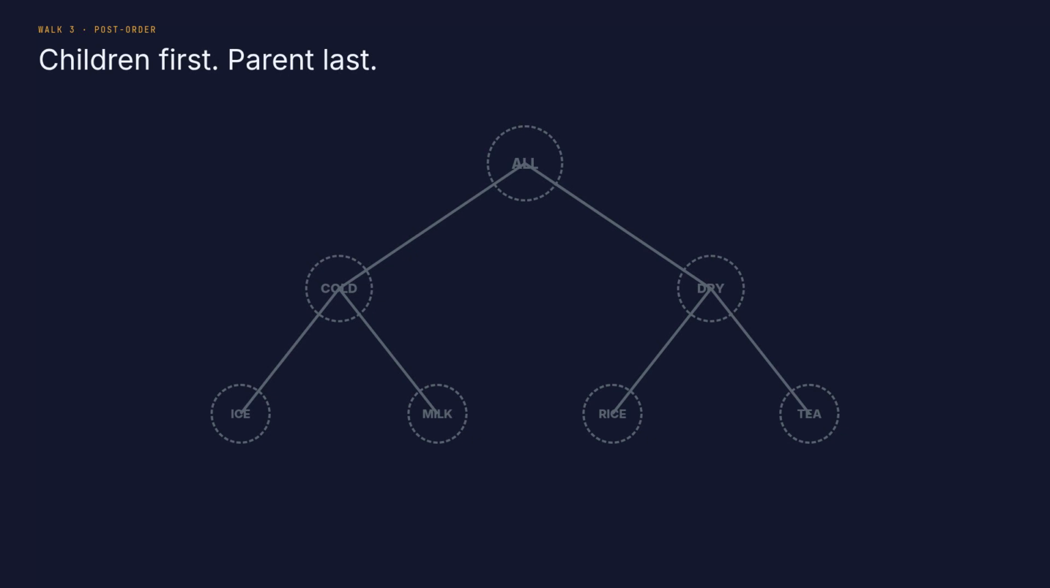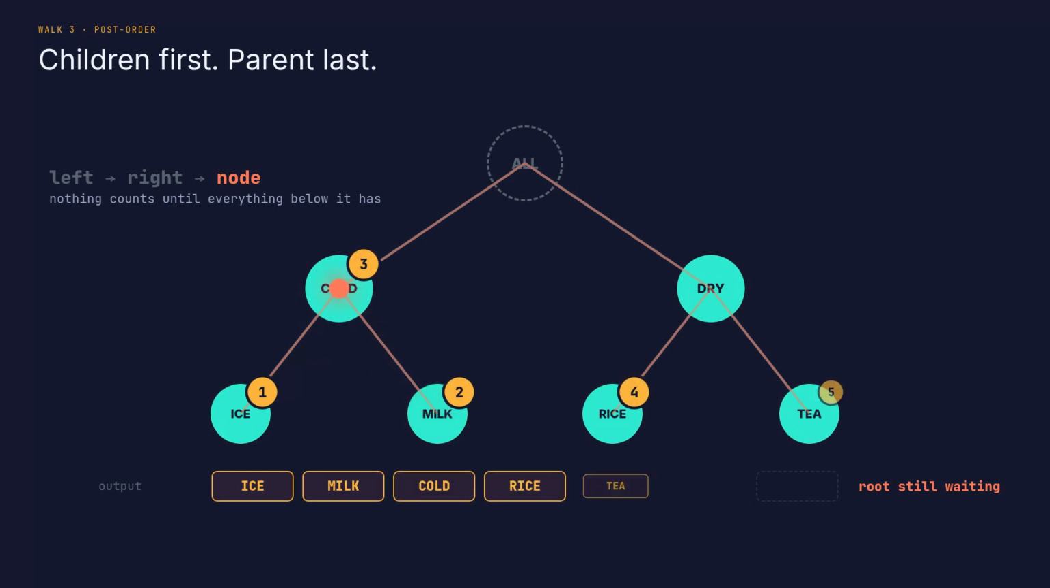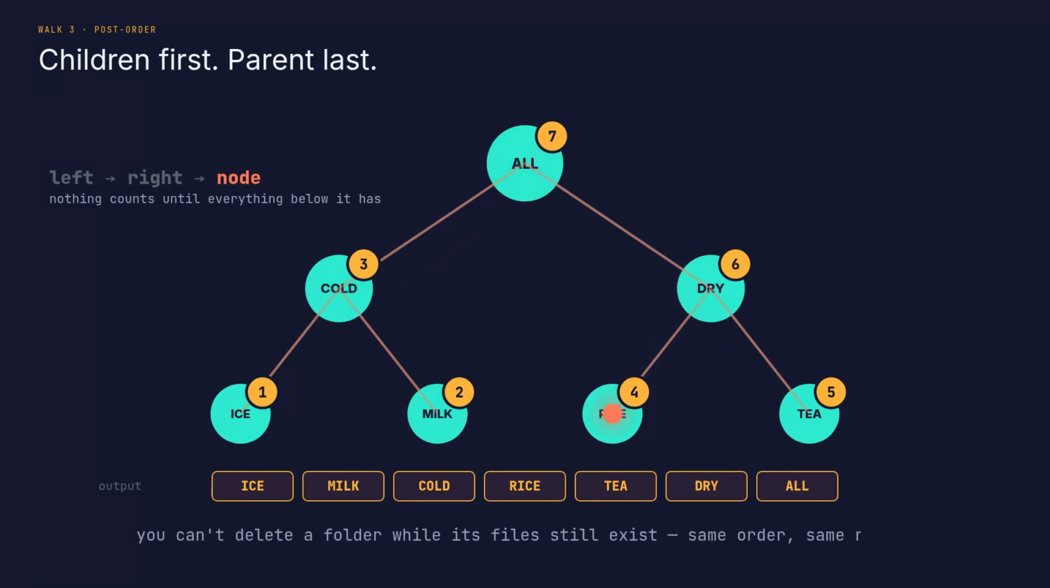Walk number 3, postorder. Children first, parent last. So left, then right, and only then the bin itself. And watch the root here. It doesn't get counted until every single thing underneath it is done, which is exactly what you want when you're deleting a folder or adding up a total from the bottom. Because you can't remove a parent while its children still exist.